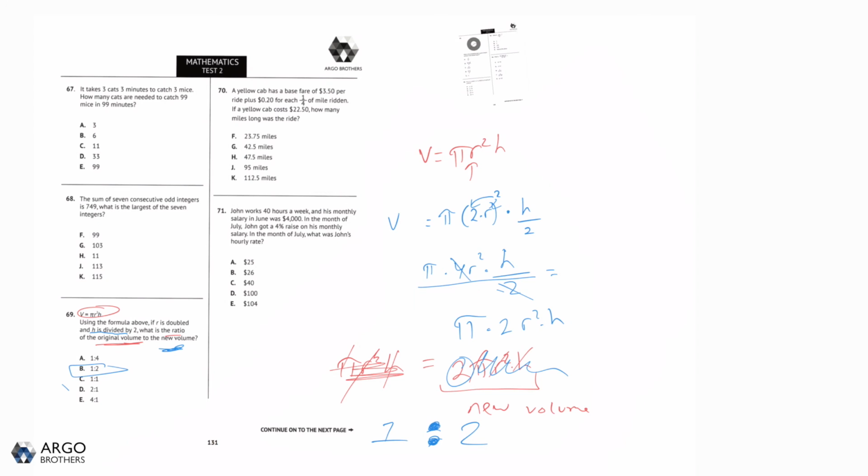Let's take a look at question number 70. A yellow cab has a base fare of $3.50 per ride, plus 20 cents for each 1/4 of a mile ridden. If a yellow cab costs $22.50, how many miles long was the ride?